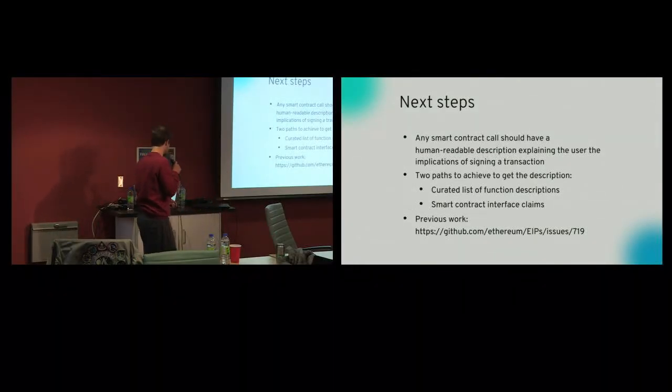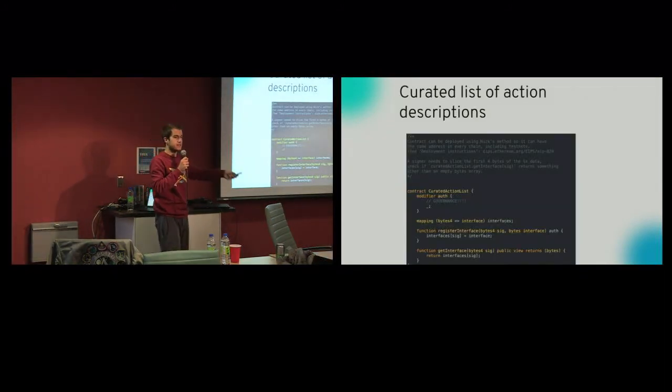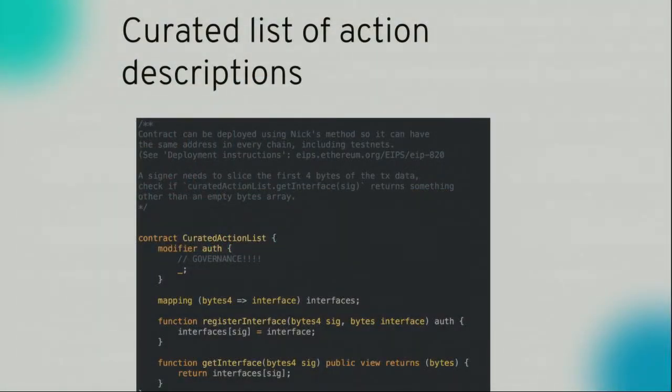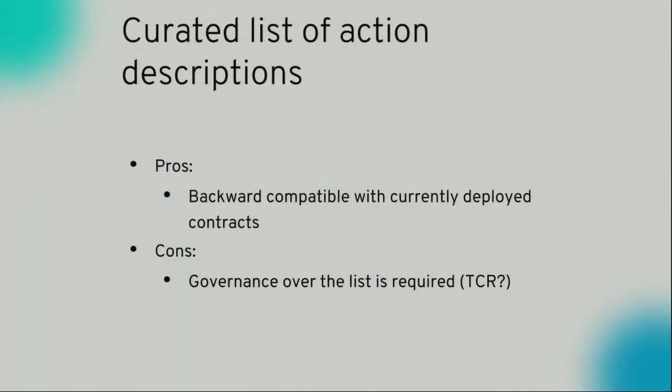Another way we're interested in, and I won't get into the details, is smart contract interface claims. So basically having the contract say, hey, this is my interface, these are my descriptions, and claiming ownership over them. You can have a curated list of action descriptions, like a TCR with just 2 functions, register interface and get interface, which would register different descriptions for a smart contract and fetch them using IPFS or something like that. Well, you have to have some governance because it's a TCR. You have to have governance on how proposals get merged, so to say, and that will be a way.